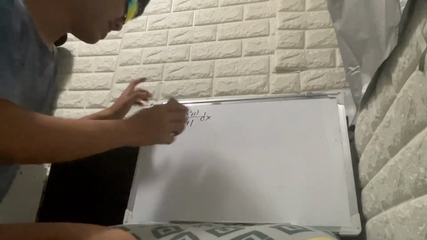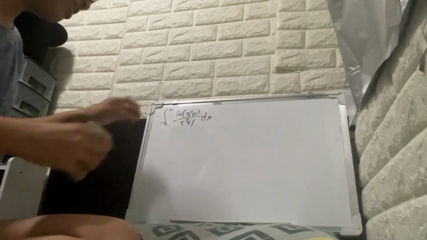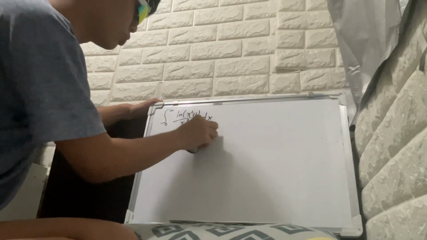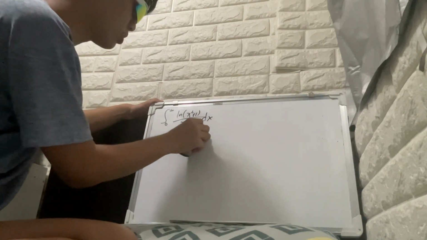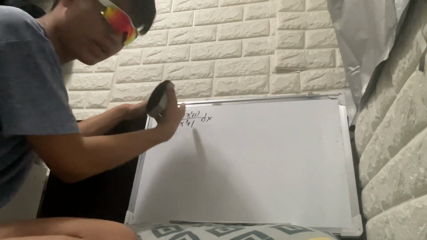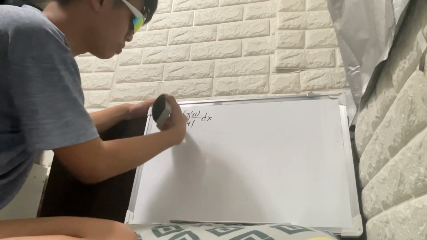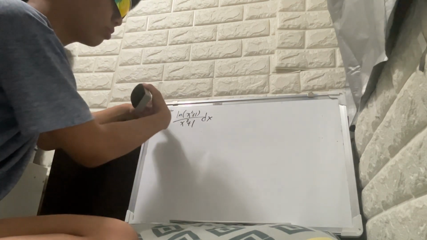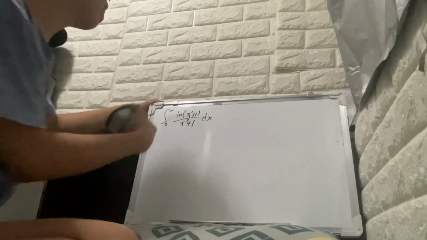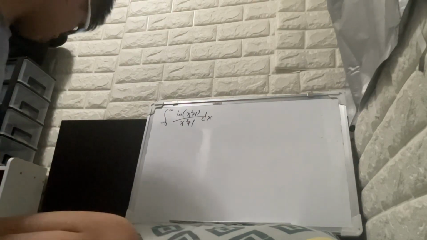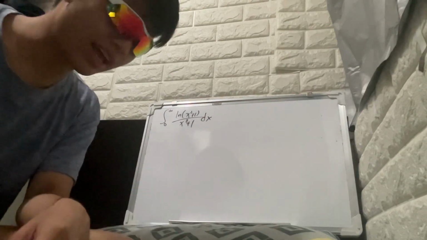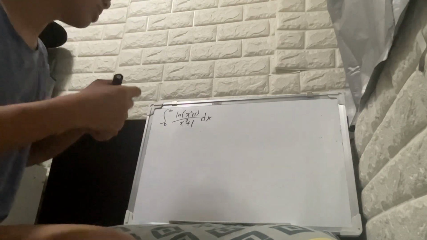So, besides the Feynman technique, you can also let x equal tangent theta, and then you pretty much get secant squared theta and ln of secant squared theta going from 0 to infinity. And then you can pull out the 2 and keep going. But today I'm going to do this in the Feynman technique way.